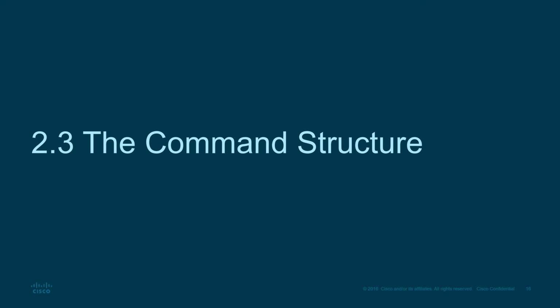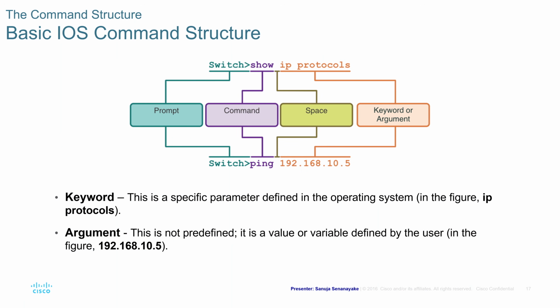Let's look at the command structure of Cisco IOS. The basic IOS command structure includes the prompt, command, space, keyword or argument. What's really important here is the keyword and the argument. The keyword is a term that specifies a parameter defined in the operating system. For example, in this example, they use the IP protocols. The argument is not something that is predefined. It is a value or variable defined by the user.